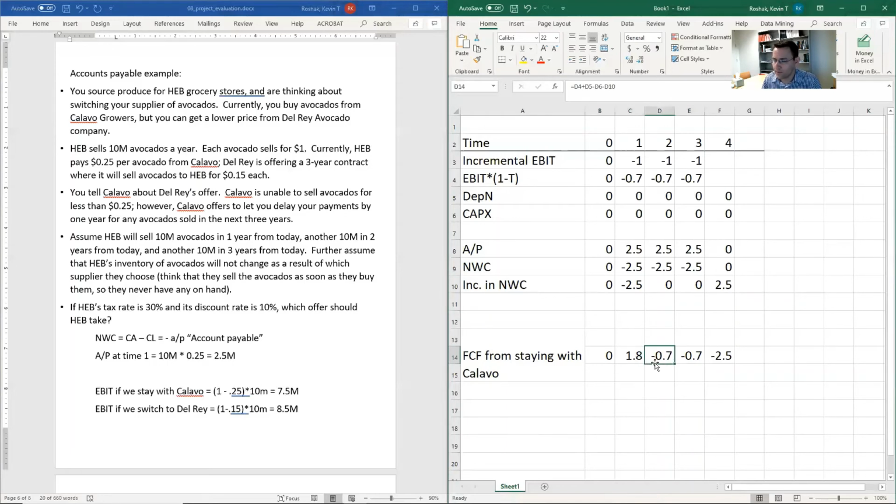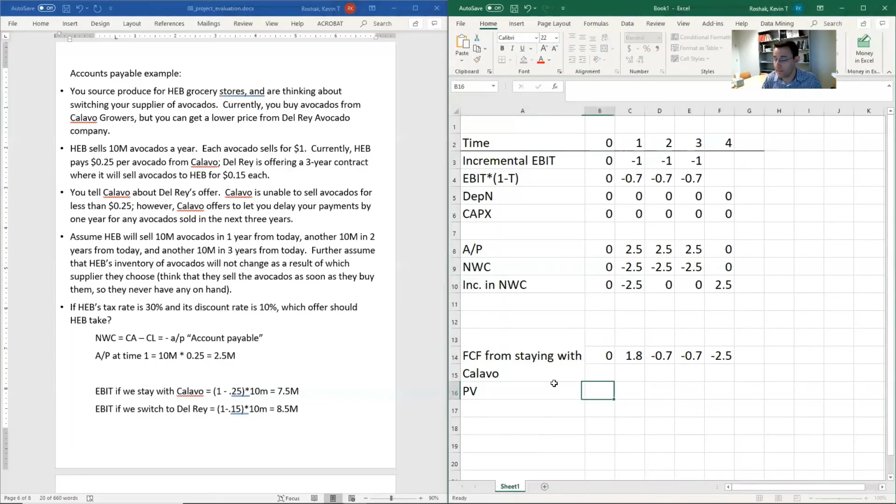Okay, time 2 and time 3 should make sense. This is just because we're paying more for the avocados. We're paying 10 cents more per avocado. The effect of that is minus 0.7 on our profit. And then finally, at time 4, we pay back what we owe. That's a minus 2.5.